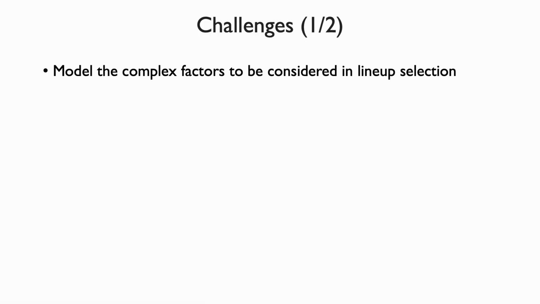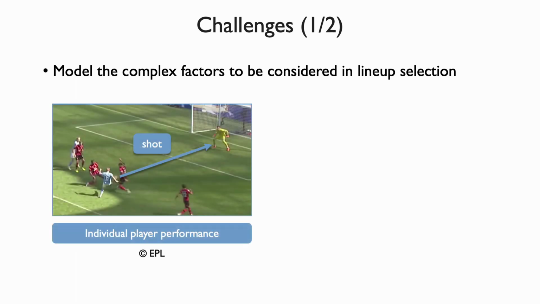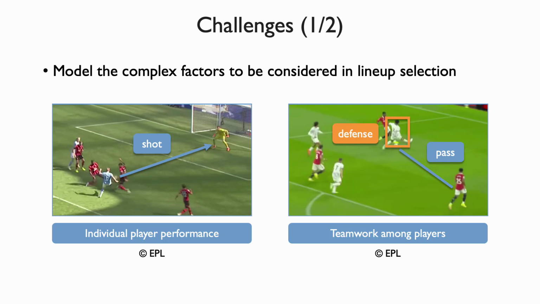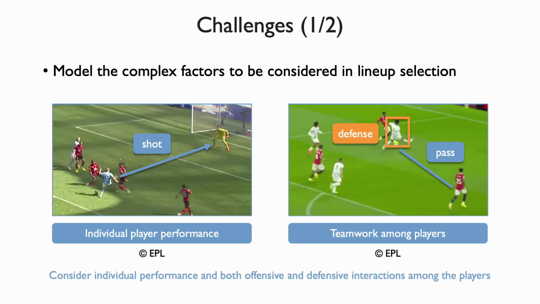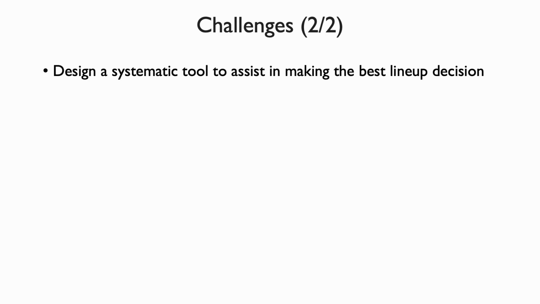We encountered two main challenges during this research. The first challenge is characterizing and modeling the complex factors that should be considered in lineup selection. In soccer matches, lineup selection is influenced by both the performances of individual players and the offensive and defensive teamwork among players. The lineup selection model should consider these complex factors.